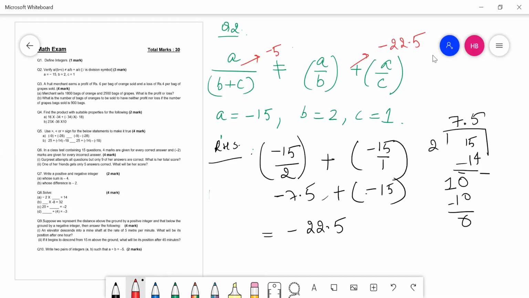We have clearly proved that LHS is not equal to RHS, because my LHS was minus 5 and RHS was minus 22.5. If you have done your LHS part properly, you will get 1 mark. If you have done your RHS part properly, you will get 1 mark. And at last, if you have written that LHS is not equal to RHS, you will get another 1 mark. So total marks is 3 marks.